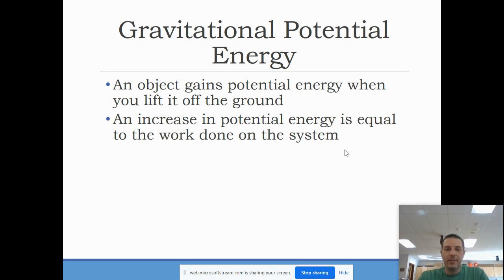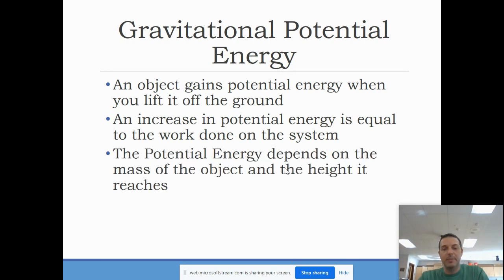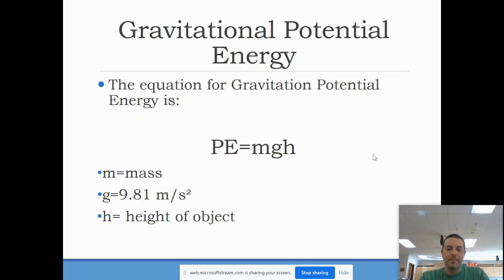When we talk about this gain in potential energy, work is being done on the system, so you have to put energy into it, the work to lift it. By the work-energy theorem, that work is what gets converted into the increase in potential energy. So potential energy depends not just on the height, but also on the mass of the object. There are two things it depends on: the mass of the object and the height it reaches.